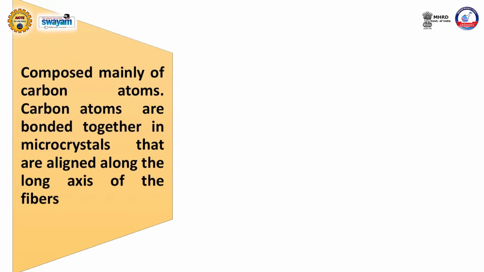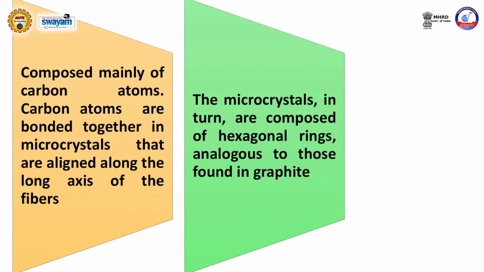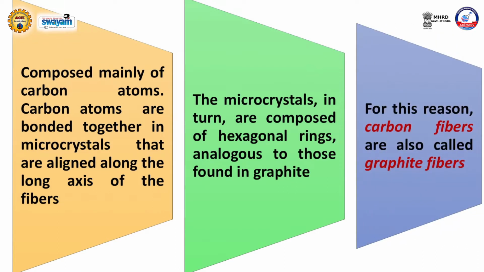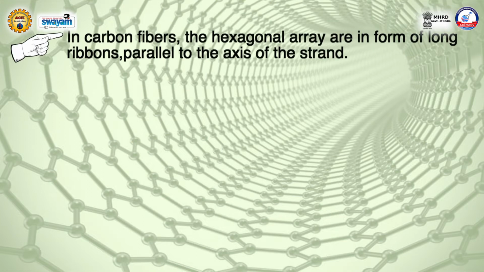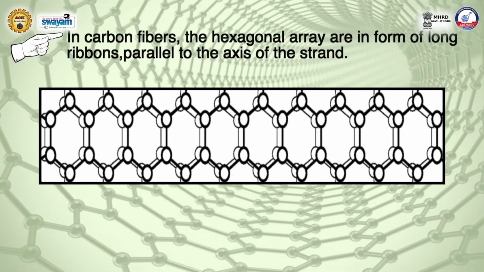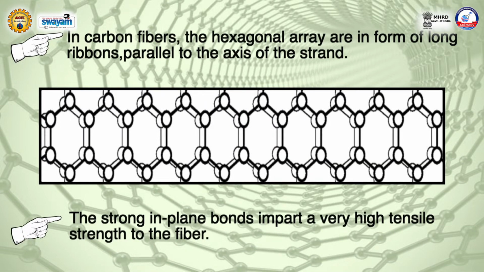The carbon atoms are bonded together in microcrystals that are aligned along the long axis of the fibers. The microcrystals in turn are composed of hexagonal rings analogous to those found in graphite. For this reason, carbon fibers are also called graphite fibers. However, whereas in graphite, the hexagonal arrays of carbon atoms are in the form of sheets, in carbon fibers, they are in the form of long ribbons parallel to the axis of the strand, as is shown in the figure. The strong in-plane bonds impart a very high tensile strength to the fibers.